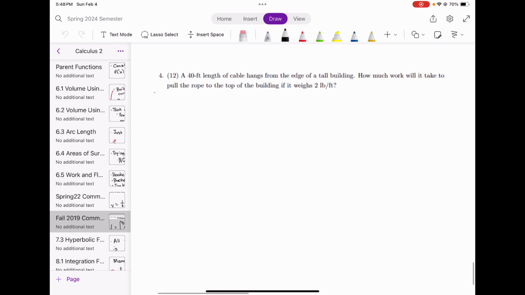A length of cable hangs from the edge of a tall building. How much work will it take to pull the rope to the top of the building if it weighs 2 pounds per foot? Okay, you could make a little drawing if you want. I'll draw a little person. It's going to be pulling that rope.